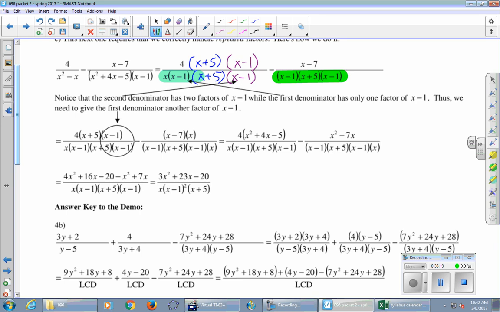Okay, I'm liking that first denominator. Let's look at the second denominator. What is it missing that the first one has? First one's got an x. Second one doesn't have an x. X on top and bottom. What else does the second denominator need from the first denominator? I don't think it needs anything else.